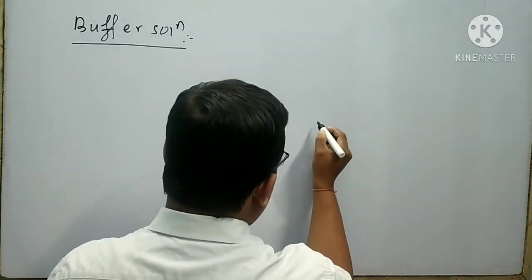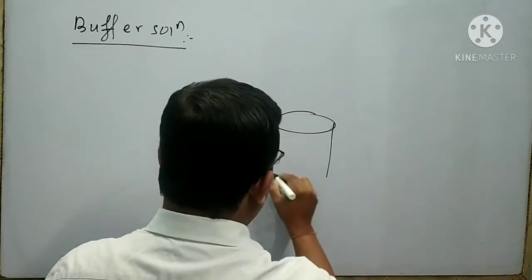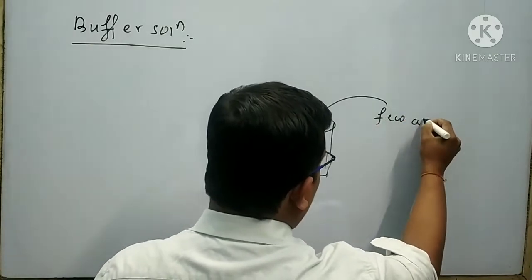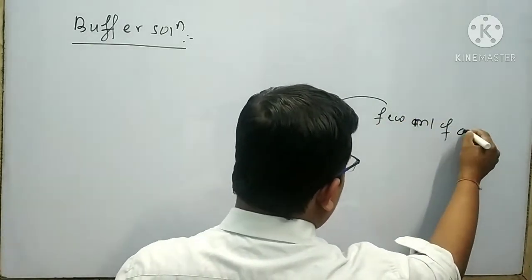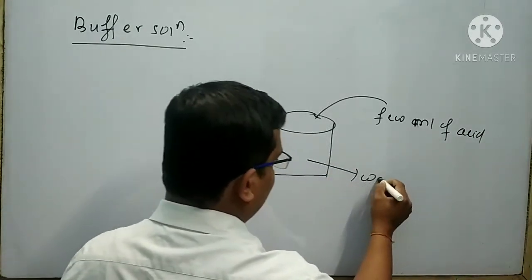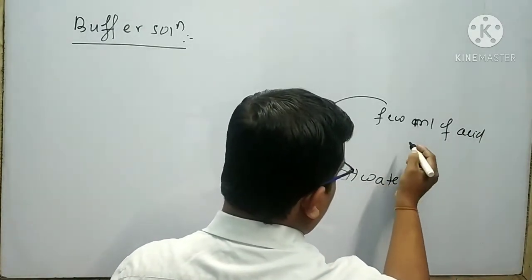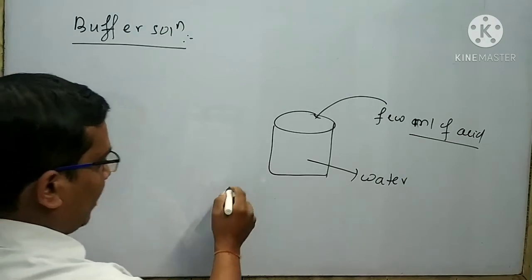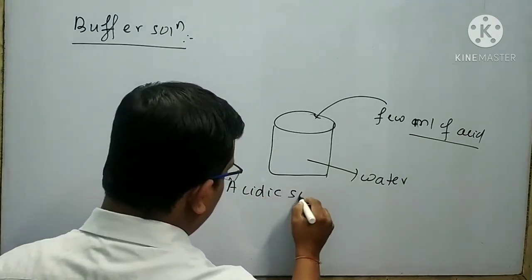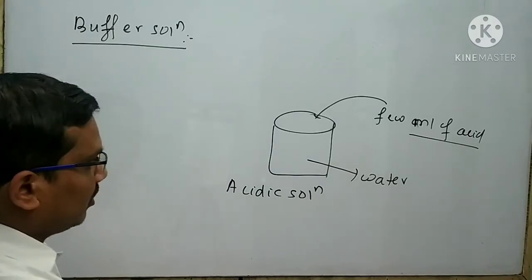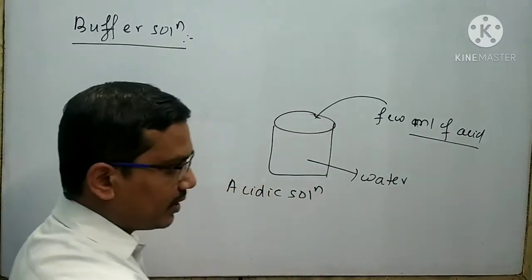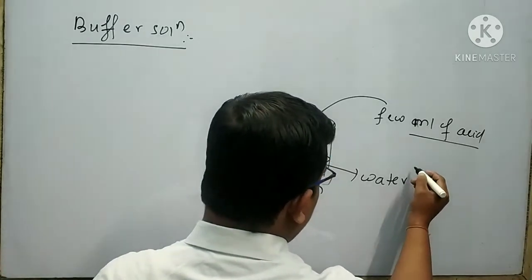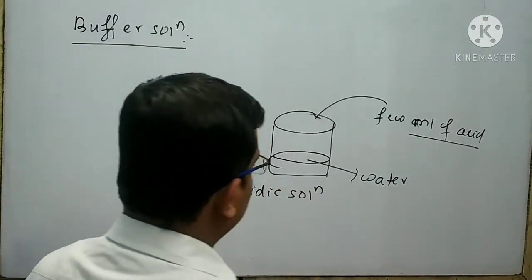Suppose we take some water in a beaker. Suppose we add a few ml of acid. This is your water. Add some ml of acid to this water, then what will happen? An acidic solution is formed. If I add more and more acid to the fixed amount of water, then what will happen? The acidic strength goes on increasing.